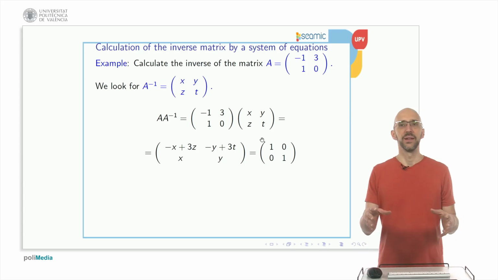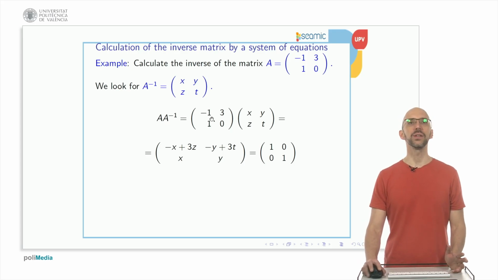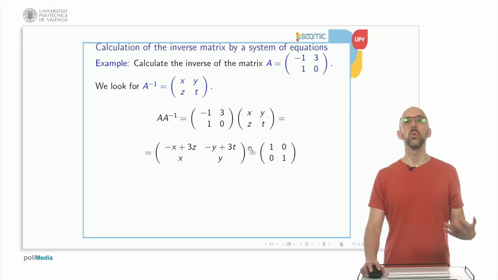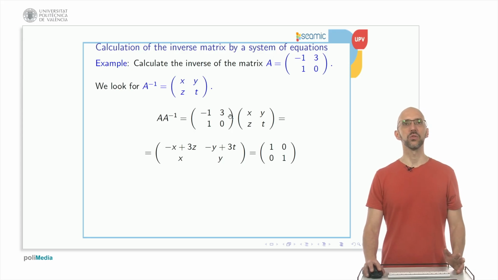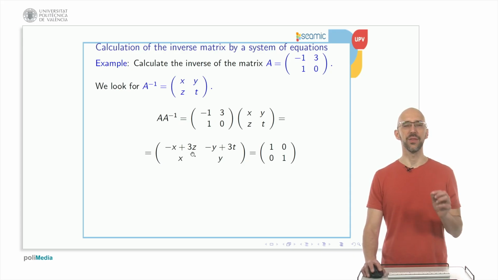We are not using any method, we are just calculating the inverse directly. I don't know what the inverse is, but I know that the product of the original matrix times the matrix x, y, z, and t should be 1, 0, 0, 1. So we multiply these two matrices. -1, 3 multiplied by x, z is here. -1, 3 multiplied by y, t is here. 1, 0 multiplied by x, z is here, and 1, 0 times y, t is here. Two matrices are equal if all the elements are equal. I mean, -x plus 3z is equal to 1, -y plus 3t is equal to 0, x is equal to 0, and y is equal to 1.